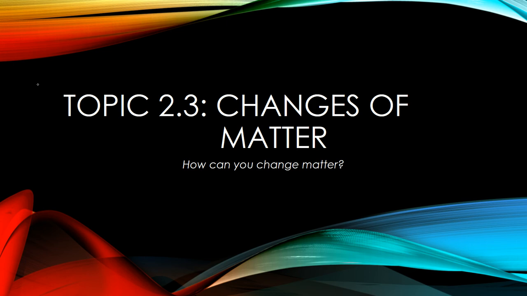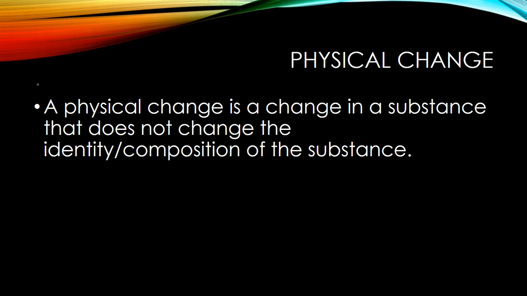Okay, today we're going to work on topic 2.3, which is changes of matter. So in topic 2.2, we were working on how to identify and classify properties. You had the physical properties, which were subdivided into intensive versus extensive, and then you had chemical properties. Today we're going to talk about how we can change matter. So just like properties, we can subcategorize changes of matter as either being a physical change or a chemical change.